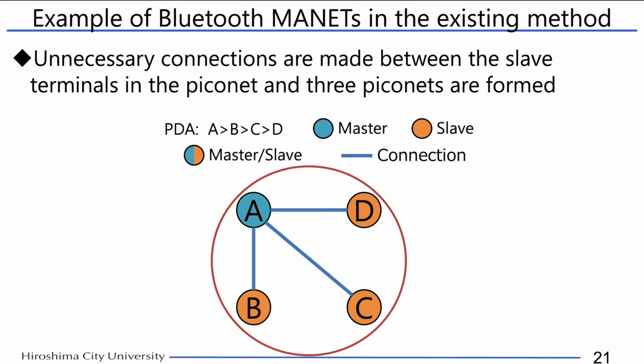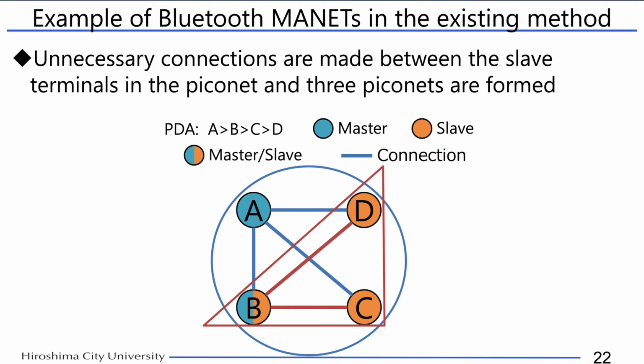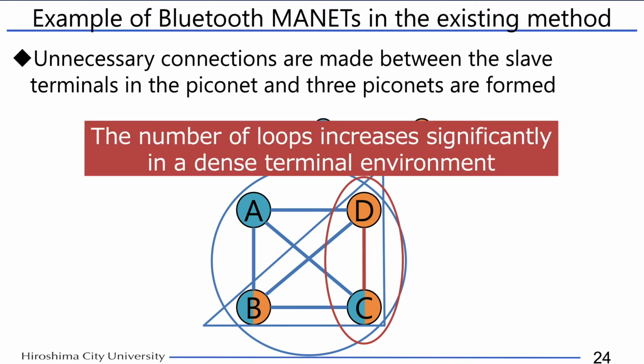From this slide, I will explain in detail the Bluetooth MANET constructed by the existing method. Existing methods do not have a mechanism to stop extra connections from being established. As a result, in the interior of a piconet with terminal A as the master, a piconet with terminal B as the master and a piconet with terminal C as the master are formed. Unnecessary connections formed here are the loops. In a dense terminal environment, the number of piconets increases, and the number of loops increases rapidly.